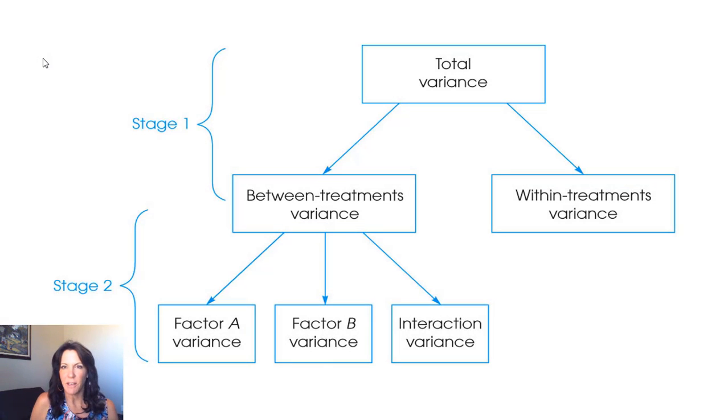And this is what it looks like if you need a visual. Stage 1 is a regular ANOVA. We take our total variance and we divide it into between treatments variance and within treatments variance. And then in stage 2, when we're looking at the separate factors in the interaction, we separate factor A variance, factor B variance, and an interaction variance, easy for me to say, from the between treatments variance.